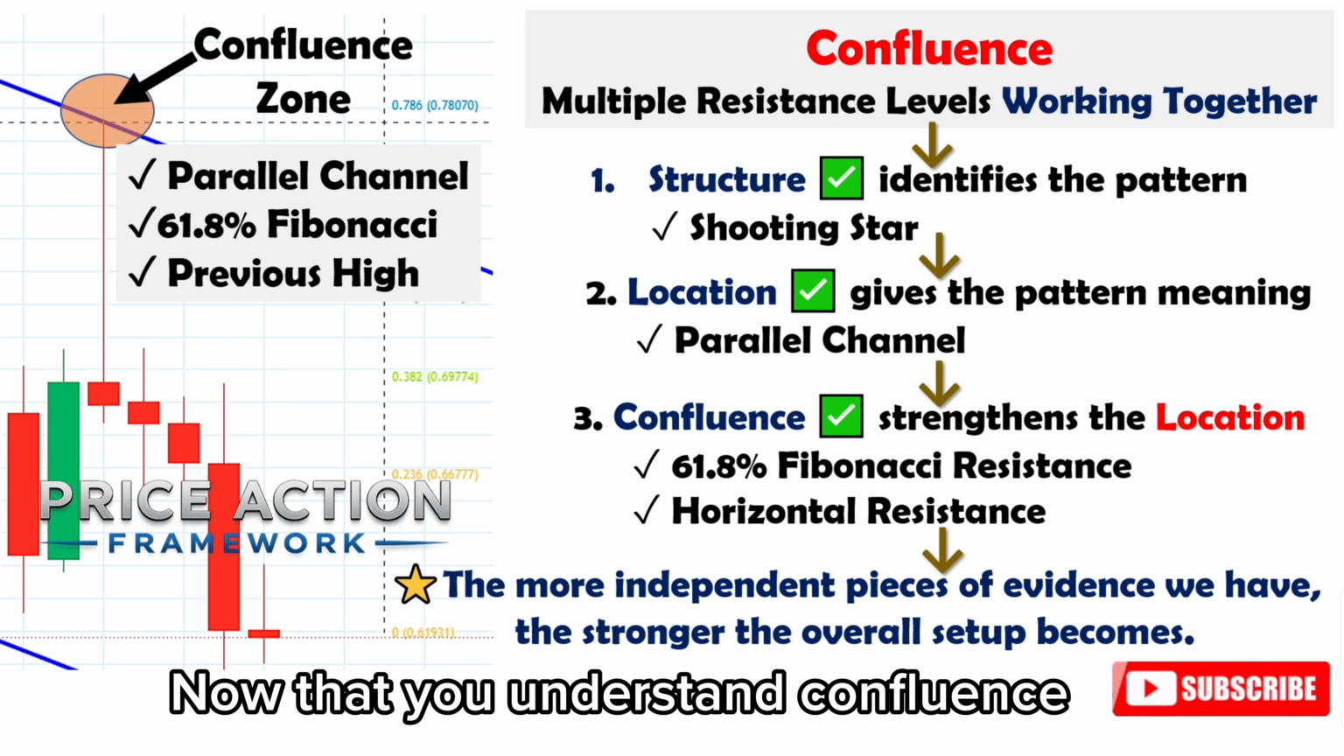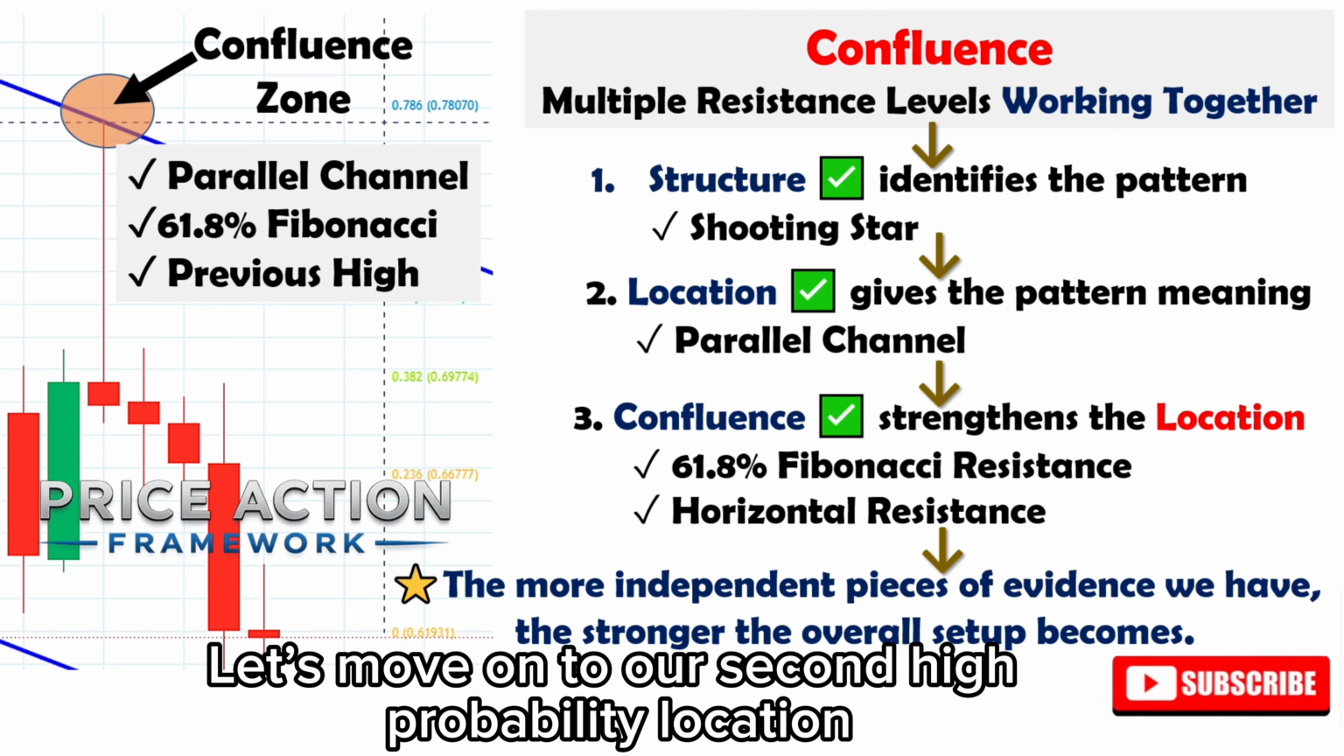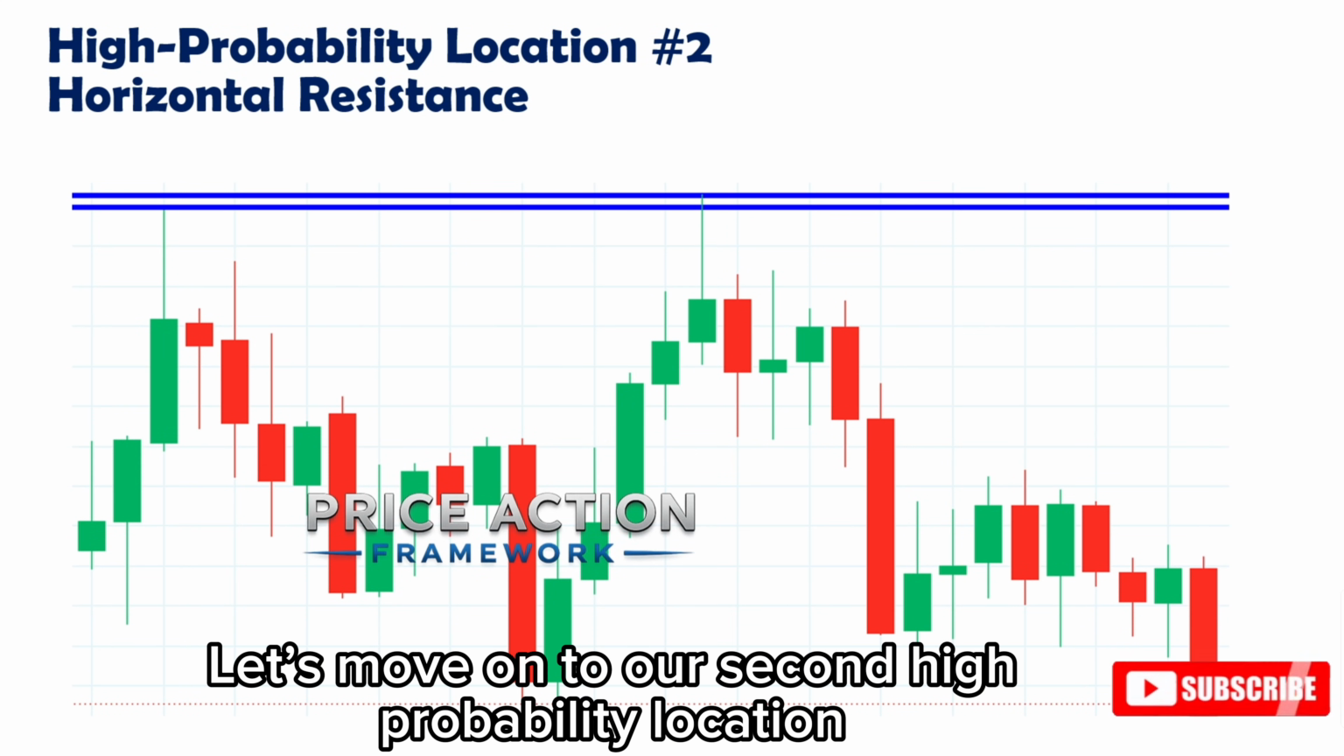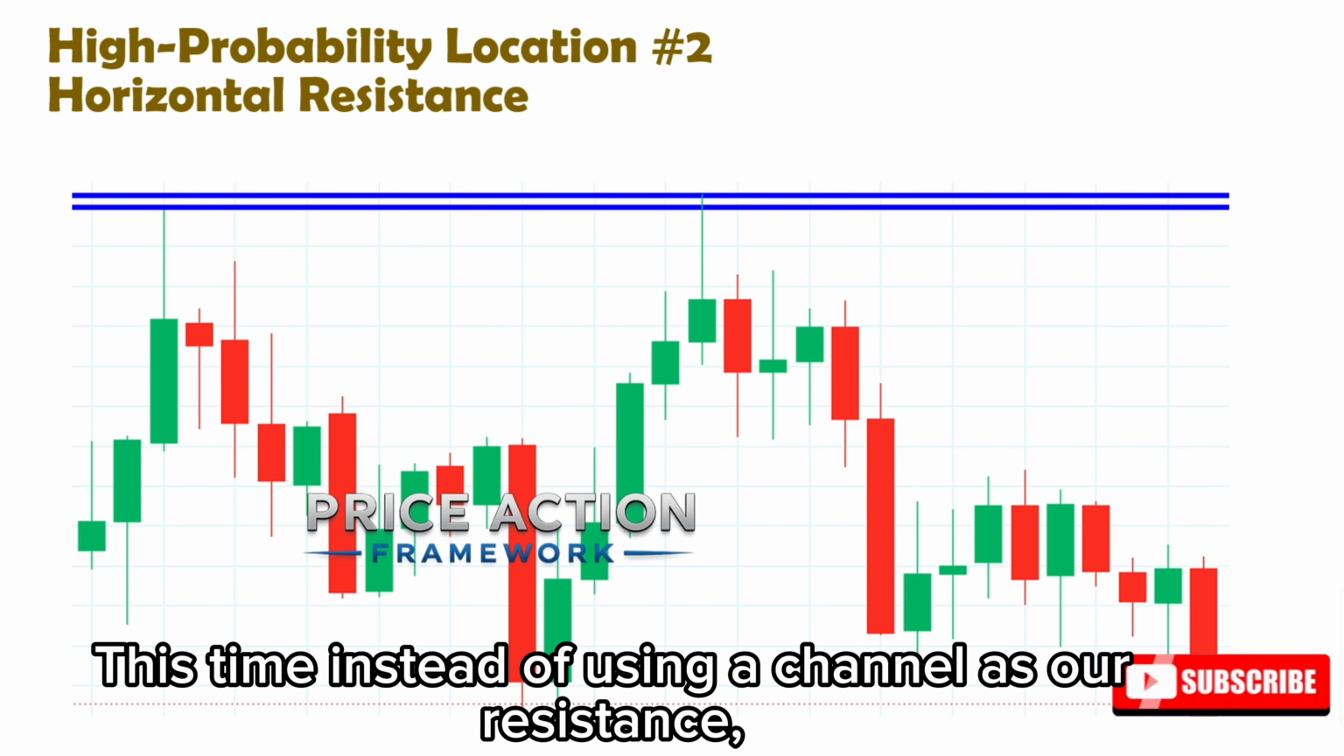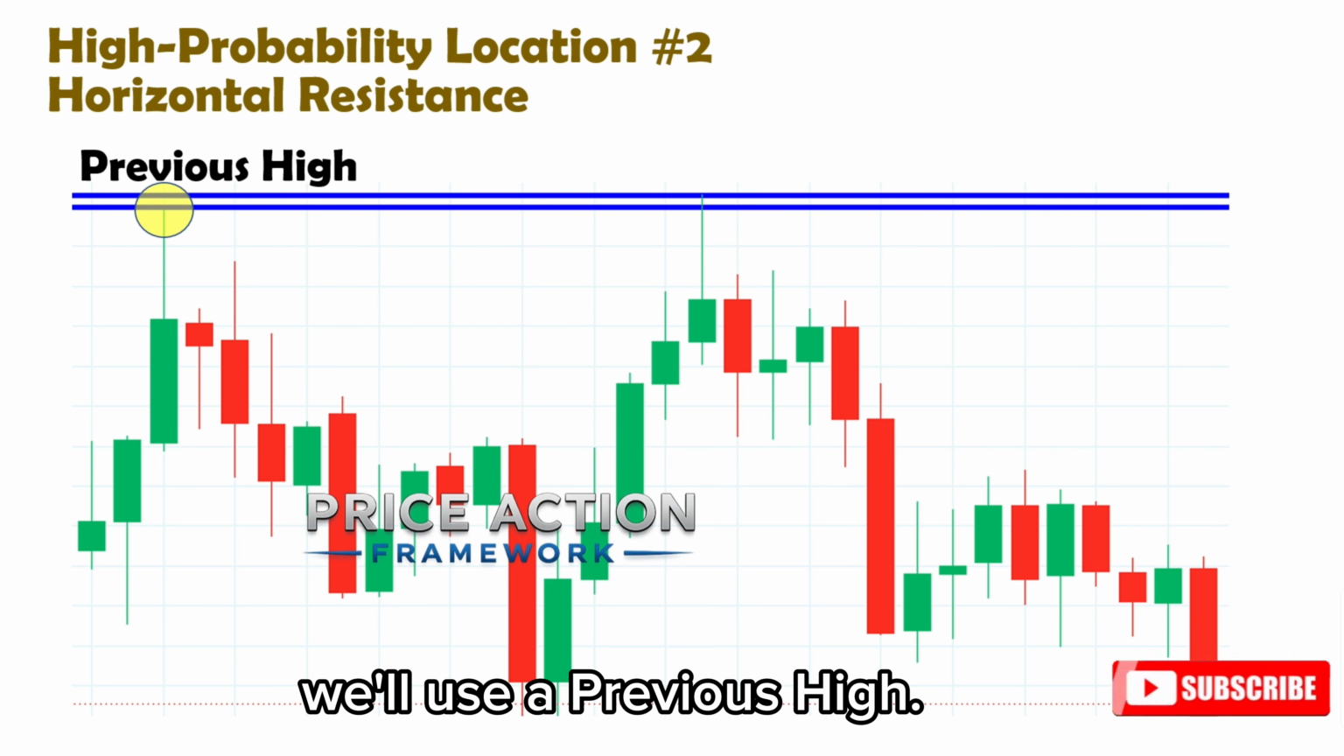Now that you understand confluence, let's move on to our second high probability location. Horizontal resistance. This time, instead of using a channel as our resistance, we'll use a previous high.